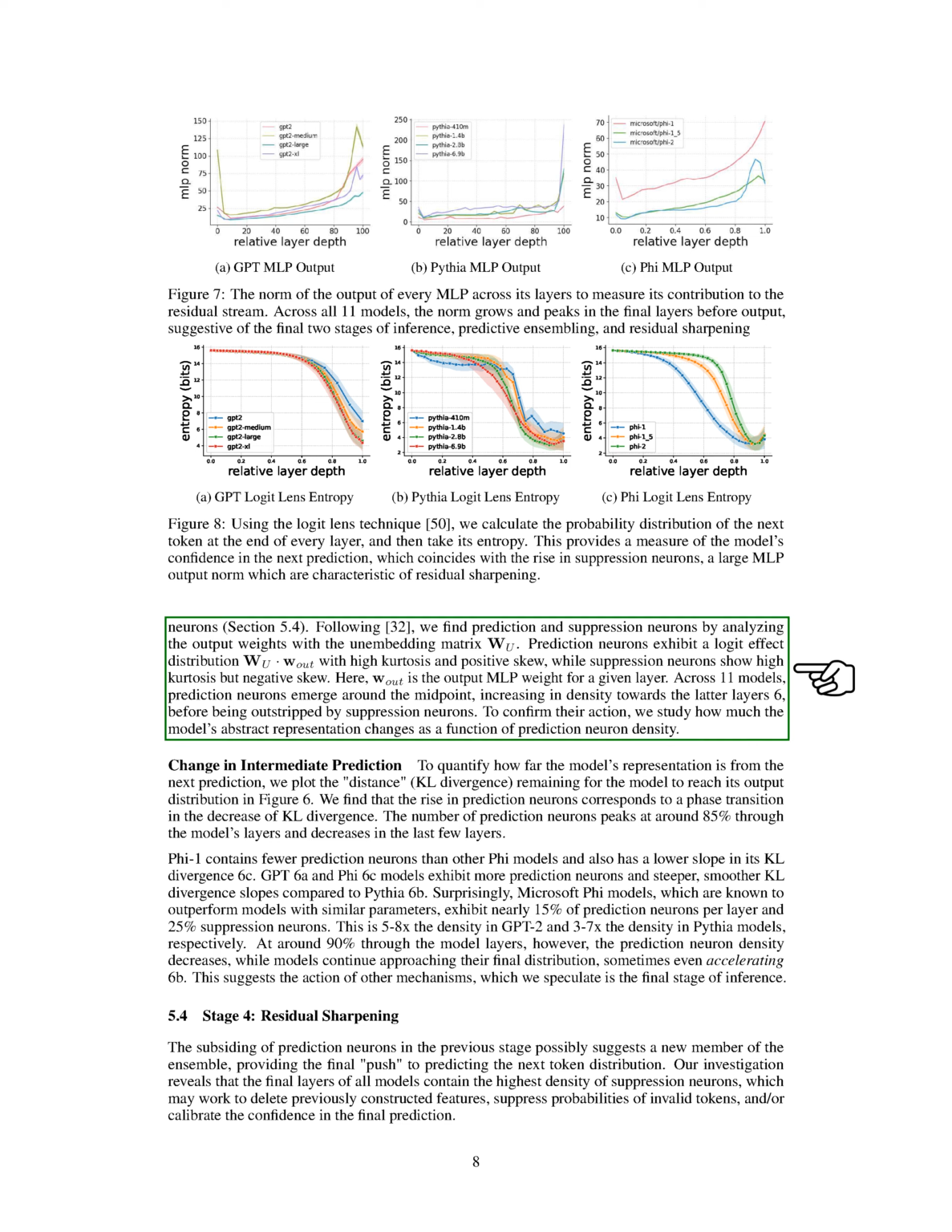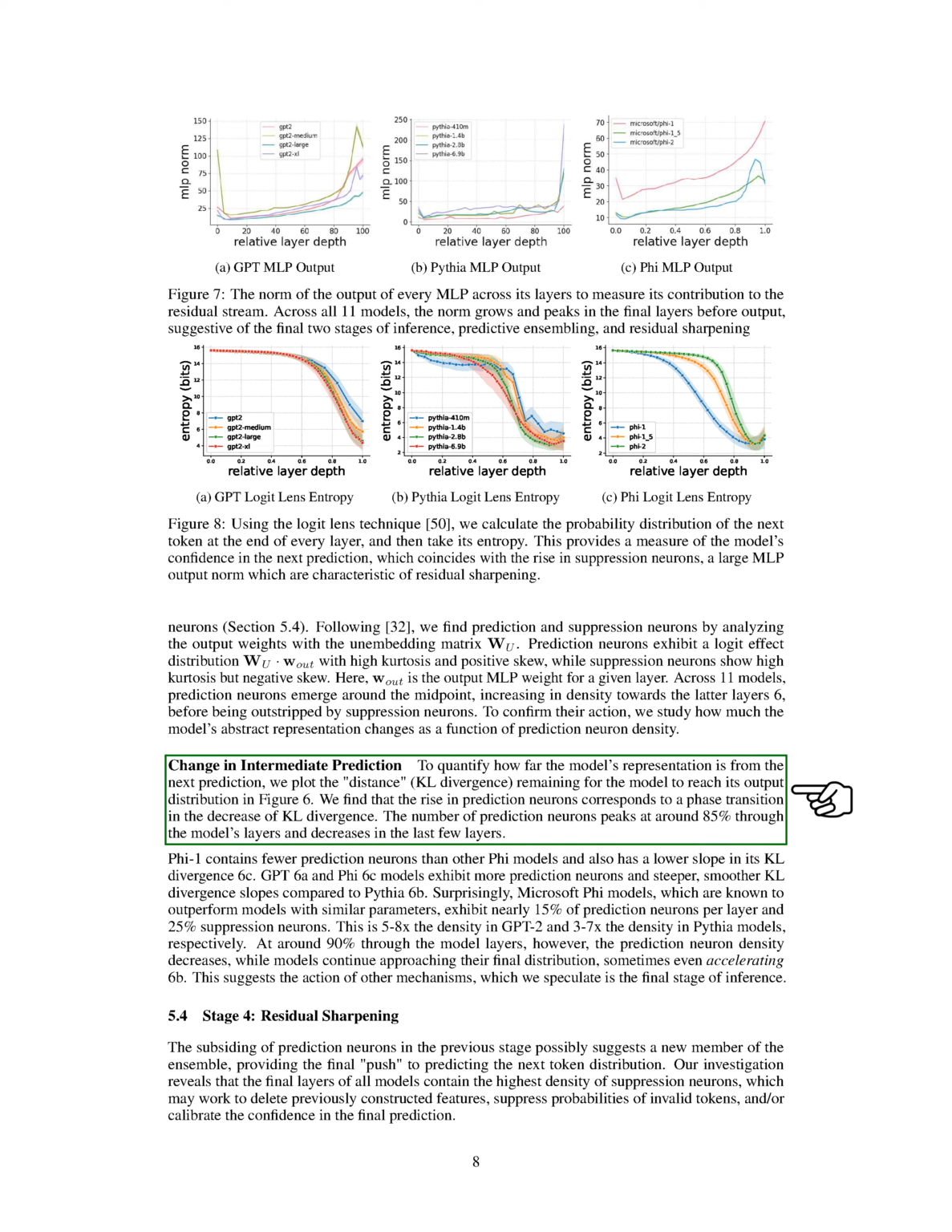Section. Change in intermediate prediction. In this section, we examine the changes in intermediate predictions. We analyze how close the model's representation is to the next prediction by looking at the remaining distance in the figure. We observe that as the prediction neurons increase, there is a phase transition leading to a decrease in KL divergence. The number of prediction neurons peaks around 85% through the model's layers and then decreases in the final layers.